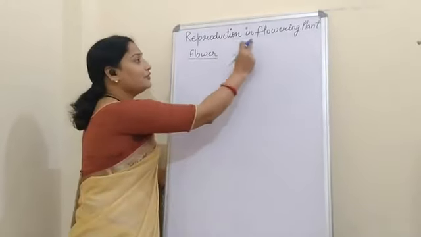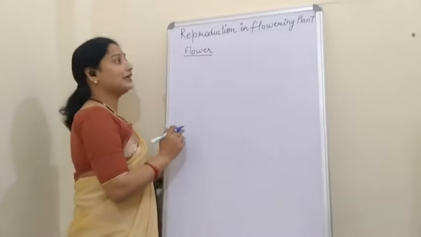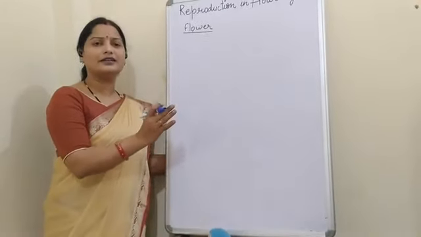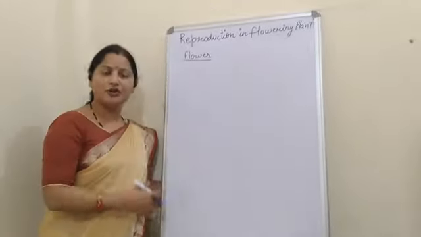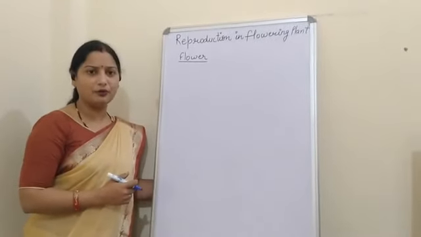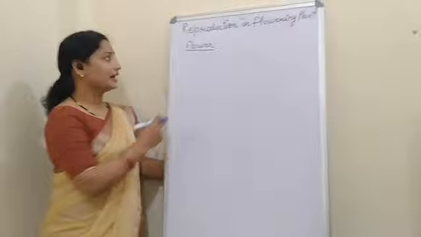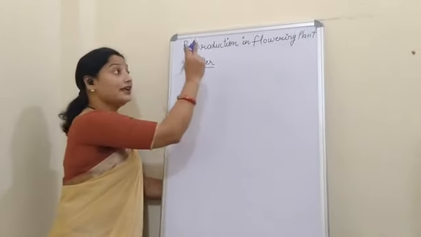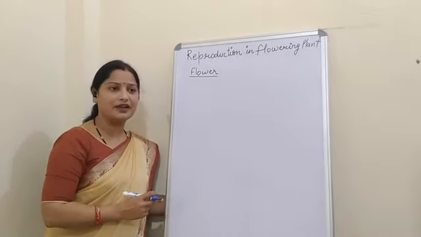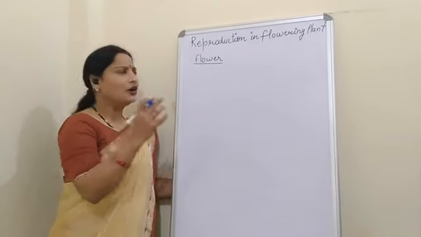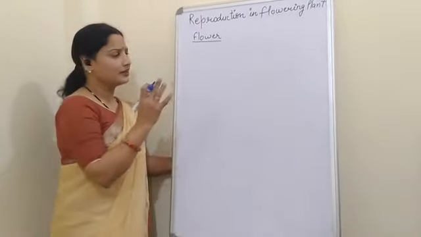If the word flower is used, it means basically I am talking about angiospermic plants, because all the other lower plants we have already discussed in chapter number 1. So, we'll now discuss chapter number 2, that is reproduction in angiospermic plants, that is the flower. Before we begin the chapter, let us have a look at the structure of the flower.